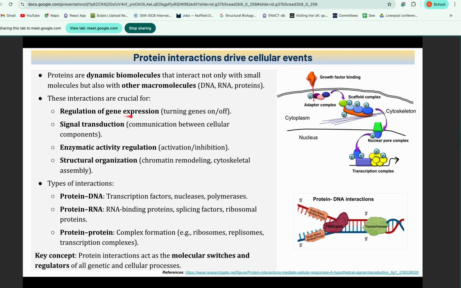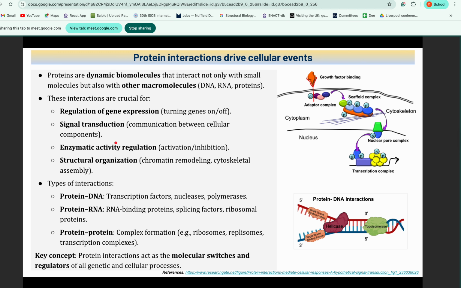So all that comes under the regulation of gene expression. This is also governed by the protein interactions. Proteins bind to the DNA and then they do not allow the other enzymes to bind to initiate the expression. Similarly, signal transduction, so the communication between the cellular components.